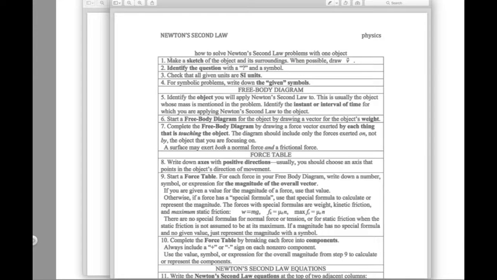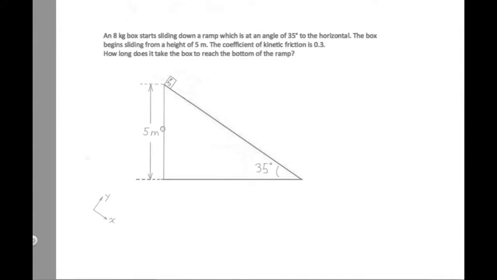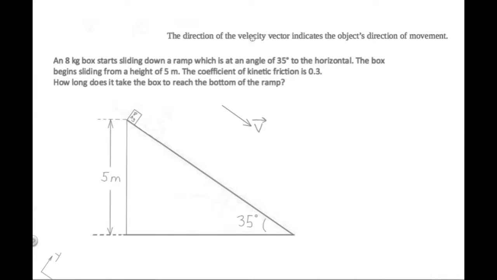Okay, so let's make sure we have our sketch of the problem. We already were given a sketch. We can include the velocity vector in this sketch. The direction of the velocity indicates the object's direction of motion, and the object is sliding down the inclined plane, so our velocity vector will point down the inclined plane.